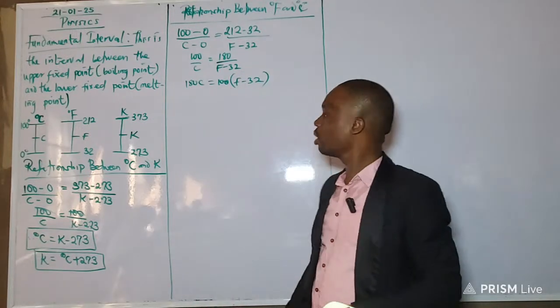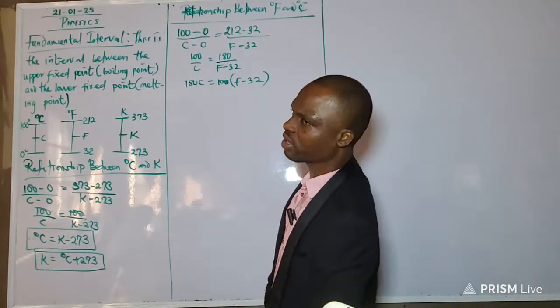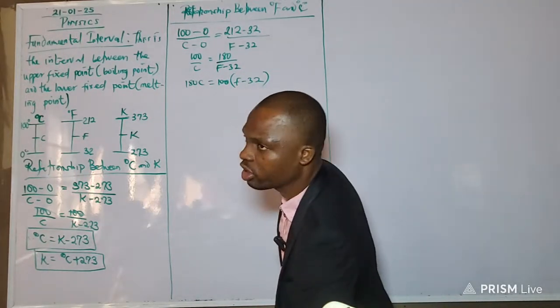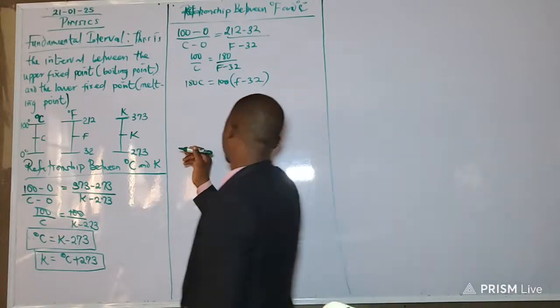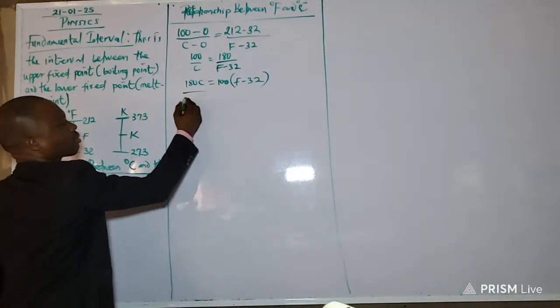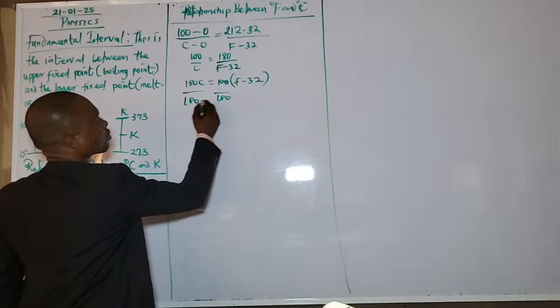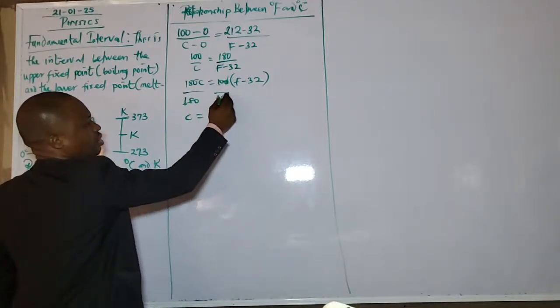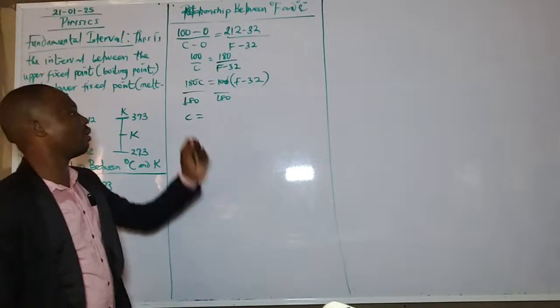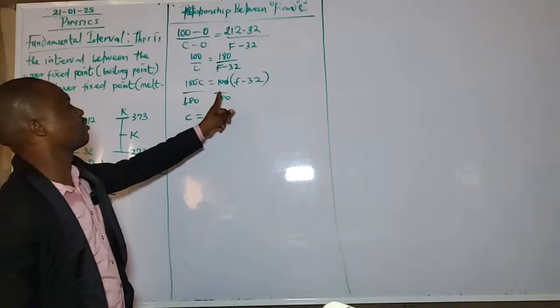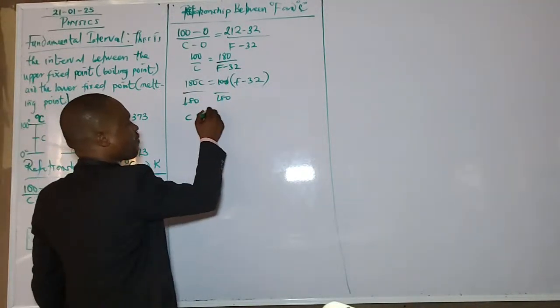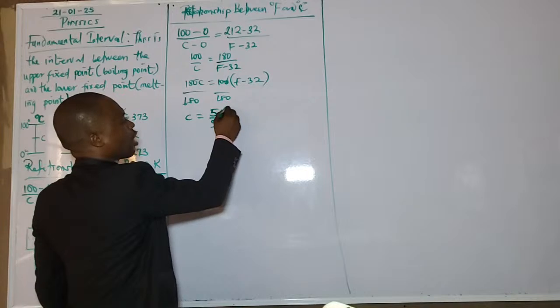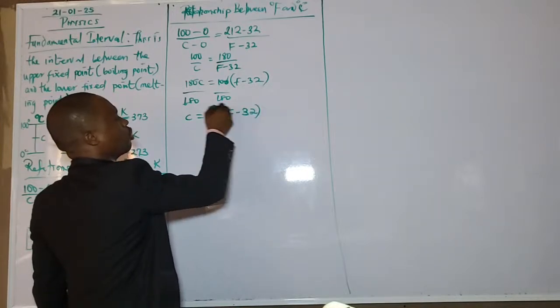Let's make C the subject of the formula. We divide both sides by 180. 180 cancels 180. So we have C equals, this cancels this, 10, 2 in 10, 5. 2 in 18, 9. So we have 5 over 9 into F minus 32.